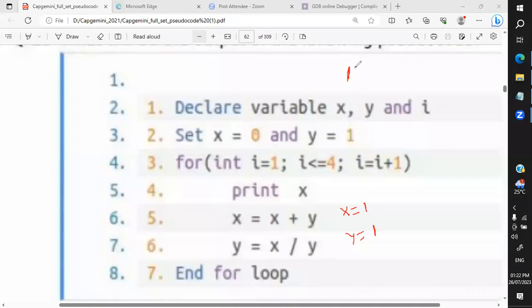No, sorry. First output is 0, right? My mistake. X is initially 0. Y is 1. 1 less than or equal to 4, true. Print x. So we printed 0.